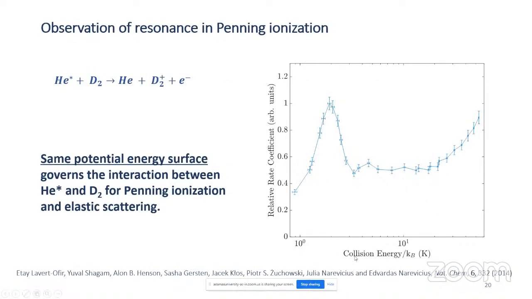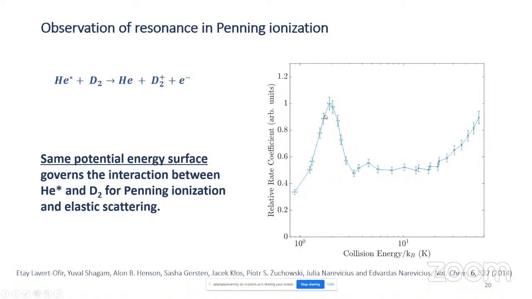Now, for Penning ionization, what they did was they collided metastable helium with D2 and varied the temperature from 300 Kelvin down to the few millikelvin regime. They detected D2+, and they found that they got one resonance here. This is a point we will keep in mind: for Penning ionization, discussed in this paper from Professor Narevicius's group, they have one resonance.